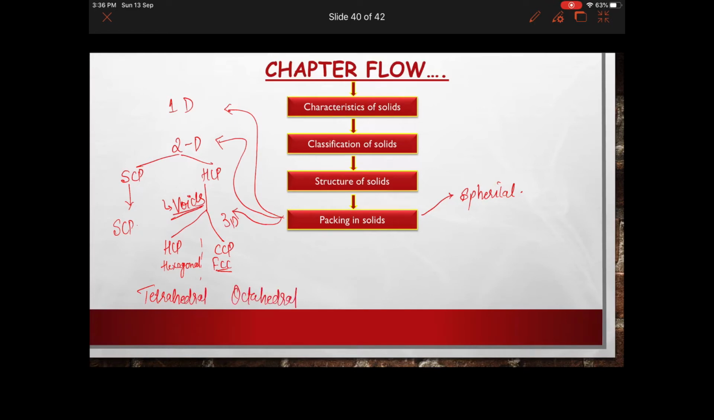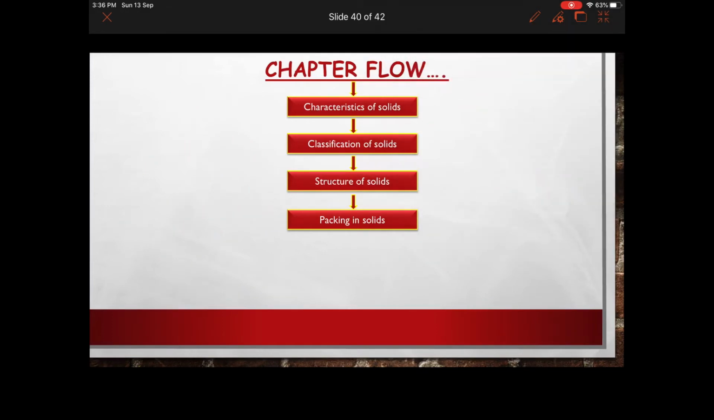I'm just giving you a brief of the chapter so that the things get recalled in your mind. We also told you a very important thumb rule: if there are n atoms in the packing, there will be 2n tetrahedral voids and n octahedral voids created. So this was what we talked about till now, and today we are going to talk about packing efficiency.